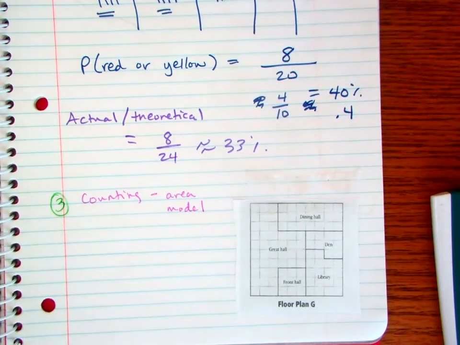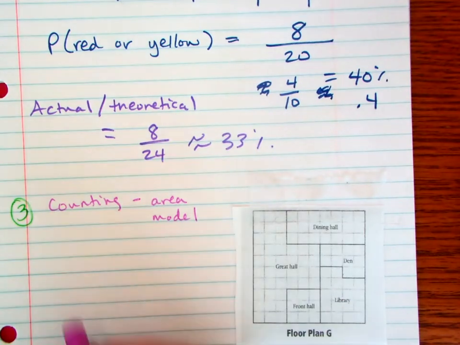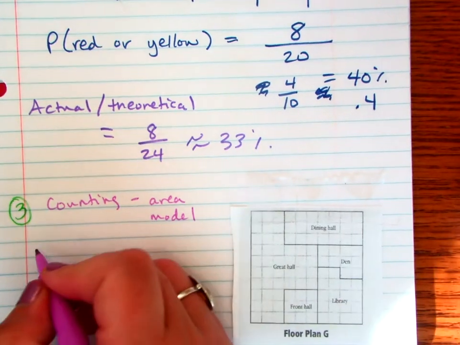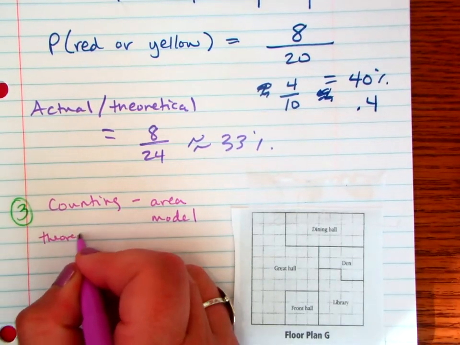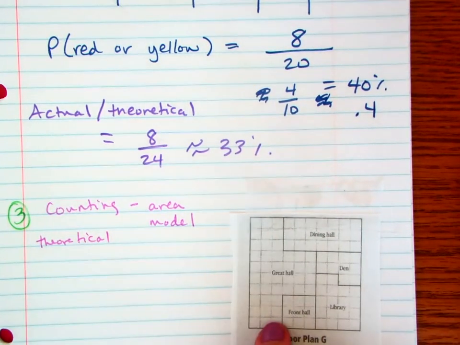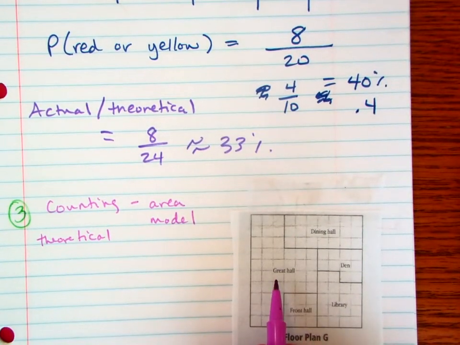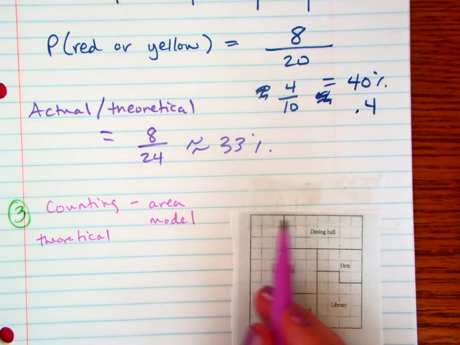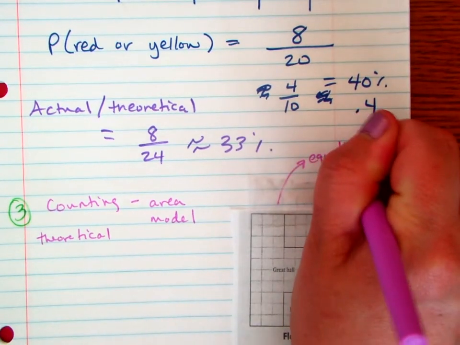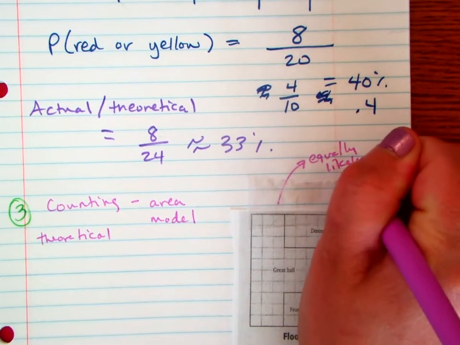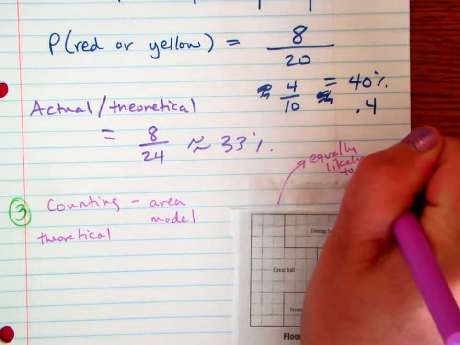So there's kind of my room. We're going to look at this floor plan and figure out the probability if you land at random. So this is going to be theoretical. And notice all of these sizes of the boxes in the rooms are the same, so it should be equally likely to land in any of the boxes.